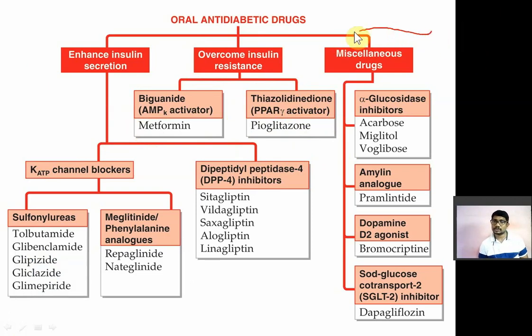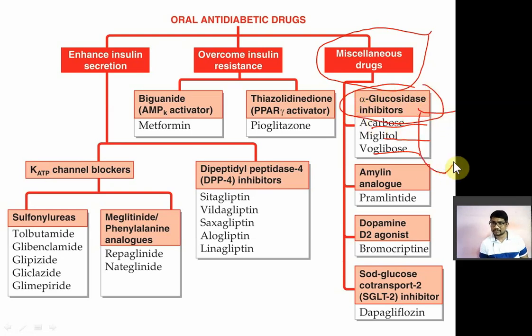Okay. Now the third class used in diabetes, the anti-diabetic or oral anti-diabetic drugs, is nothing but the miscellaneous drugs. In that you have again different subclasses. Every book has given a different classification. So remember, alpha glucosidase inhibitors. The ones whose names end in 'bose': voglibose, acarbose and miglitol. These three are nothing but the alpha glucosidase inhibitors.